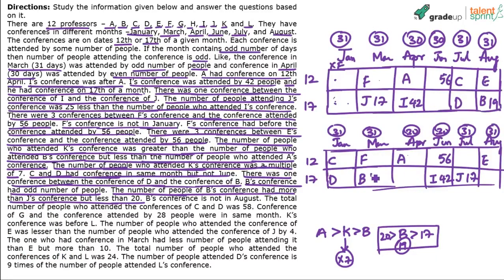B is 19. Where is B here? 19. So here also note that B is 19. It will be useful whenever we go to that point. Next, B's conference is not in August. Very, very important point. Which means case 1 is wrong because according to case 1, B's conference comes out to be in August. So now we don't have to worry about case 1. Only case 2 is to be verified.